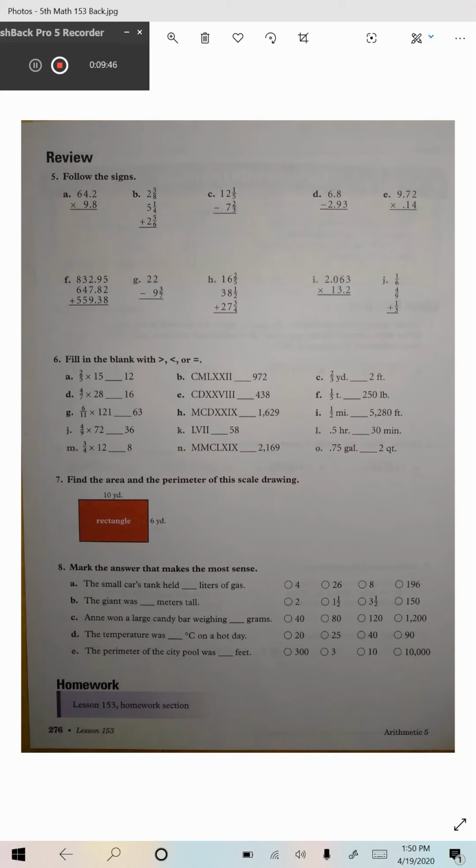Let's go down at number 8. Right. The small car's tank held how many liters of gas? So remember, liters are about quarts. So we usually think of gas in gallons. So if you have 4 liters, that would be about a gallon. A little more than a gallon. A liter is about a quart. Okay, it's a little more than a quart.